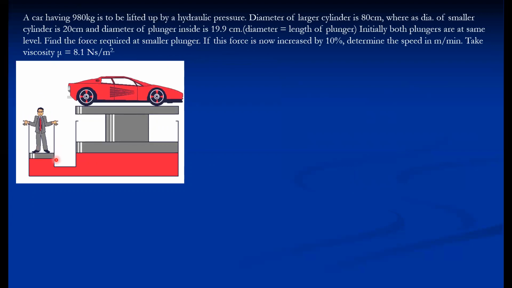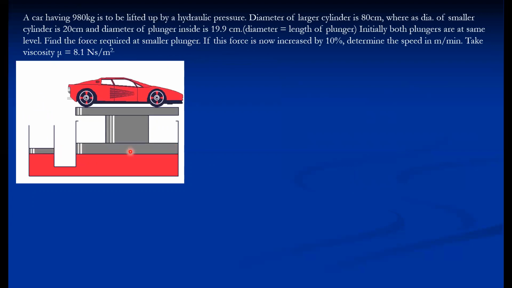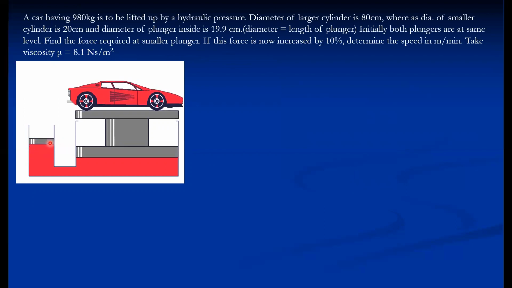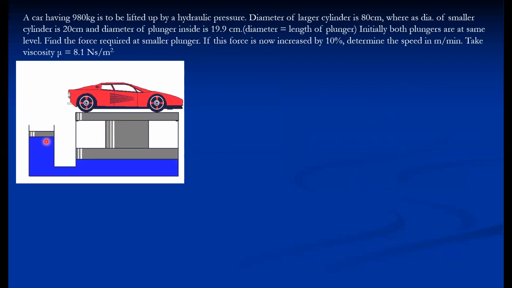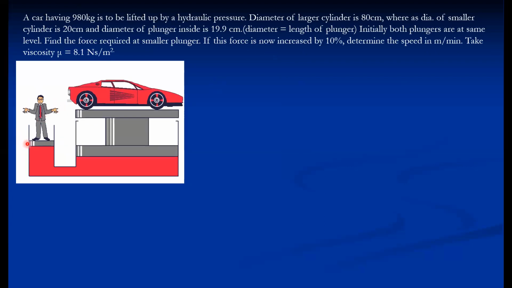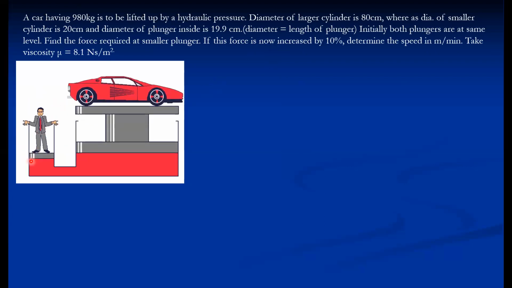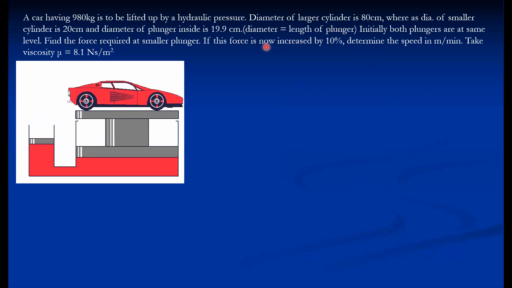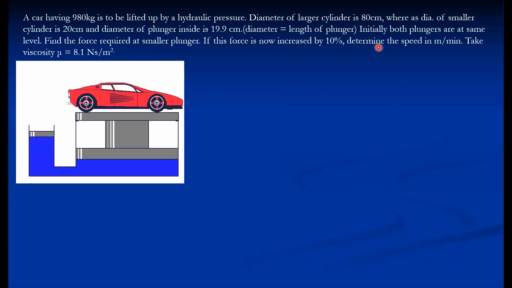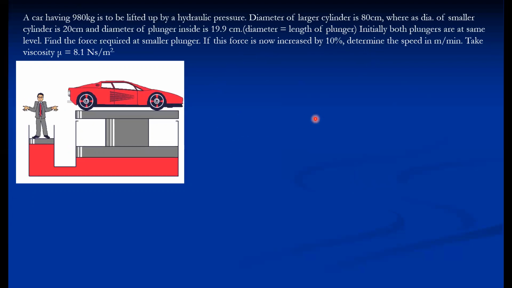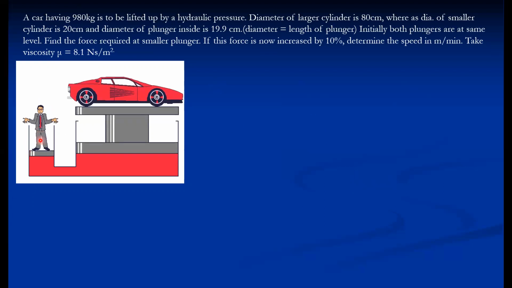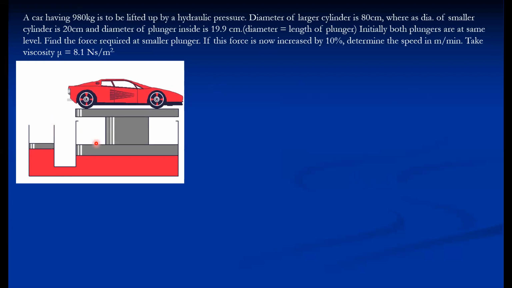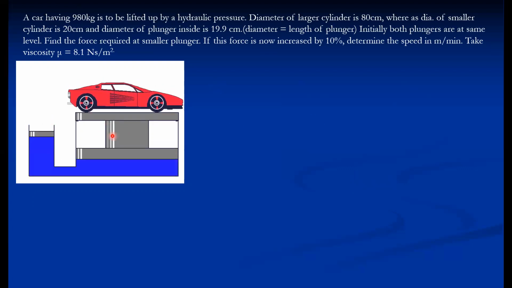Generally this is the terminology: for the large cylinder, it is called a piston, and for the small cylinder, it is called a plunger. Now, in this case, the diameter of the plunger and the length of the plunger remain the same, so they are identical. It's a square type plunger. Initially, both plungers are at the same level, and find the force required at the smaller plunger. That force we have to calculate, because in this case, capital F is given. And this is part one.